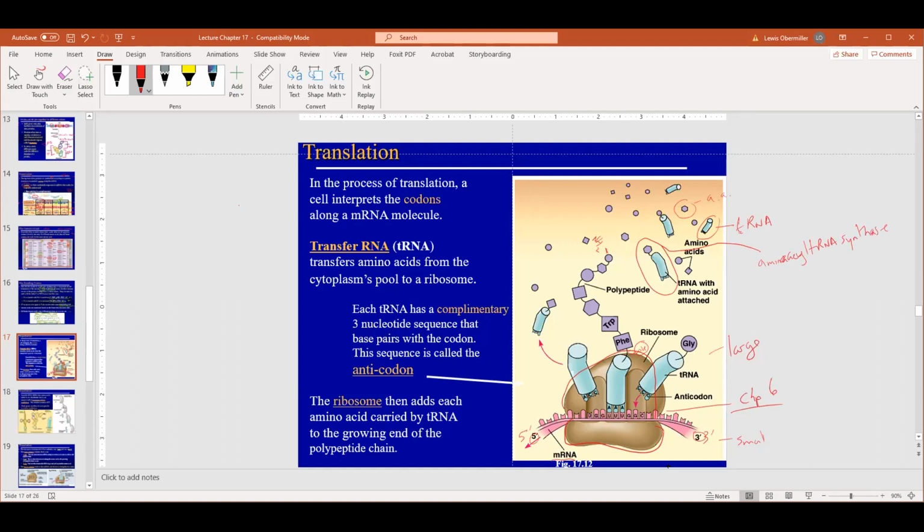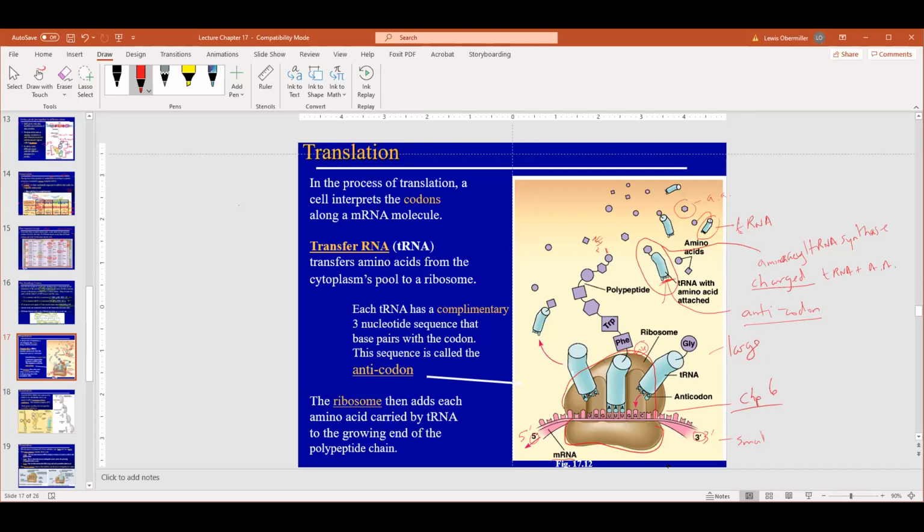So that enzyme comes in and links this amino acid to the tRNA. Once it does that, it's called charged. Charged means that it's a tRNA plus an amino acid, and now it's ready to go to the ribosome. Every tRNA has a 3-letter anticodon, and that anticodon matches perfectly to the codon.